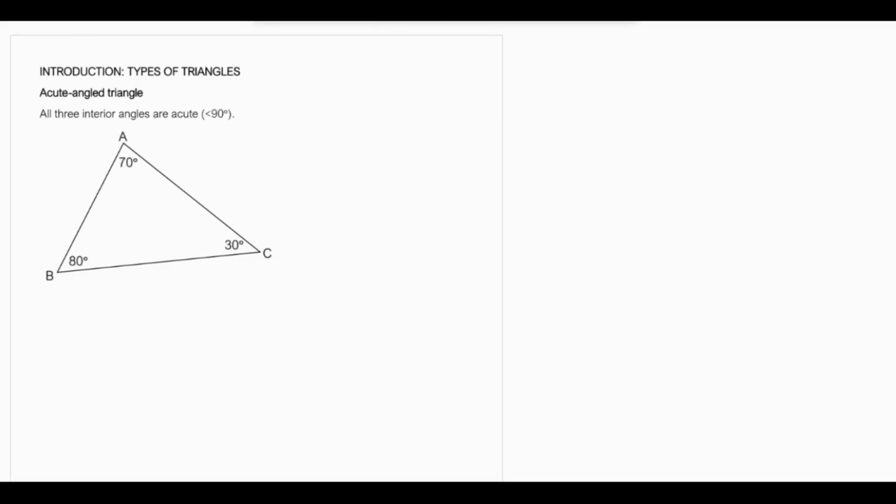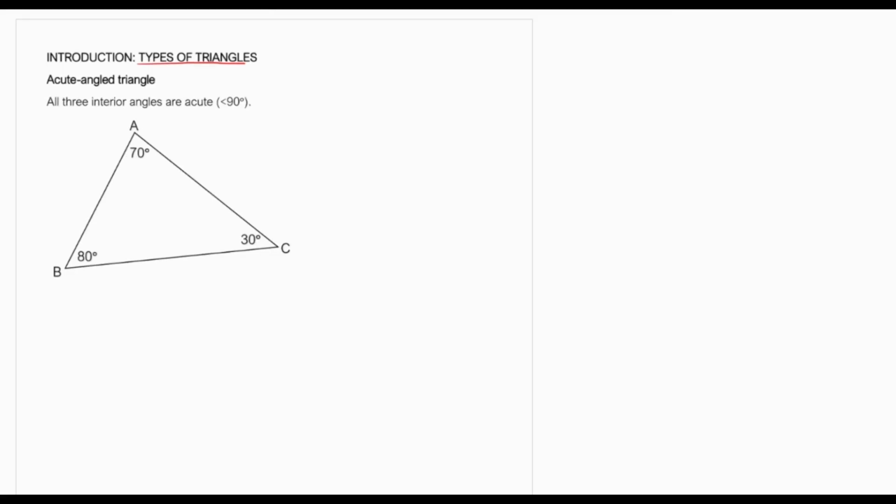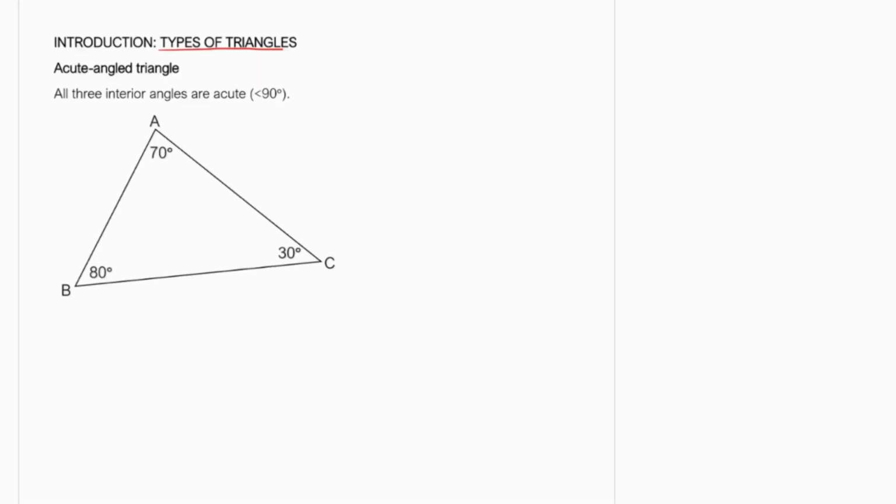Hello everyone, let's start by discussing the types of triangles. We have an acute angle triangle. In an acute angle triangle, all three interior angles are acute, meaning that they are less than 90 degrees. Like triangle ABC, we can see that this angle is an acute angle, this is an acute angle, this is an acute angle. So this is a good example of an acute angled triangle.